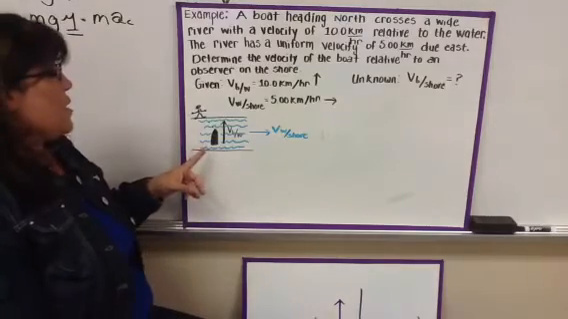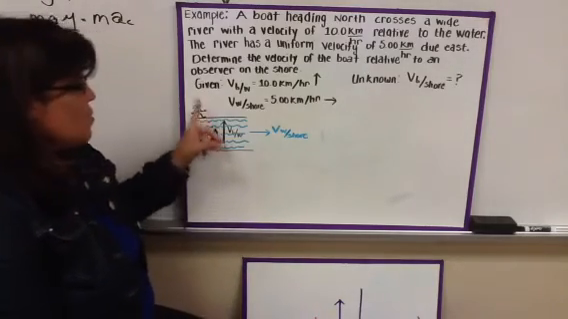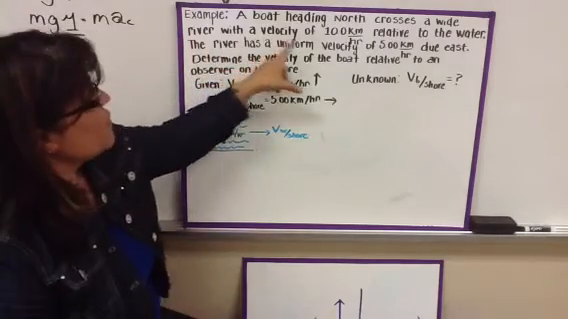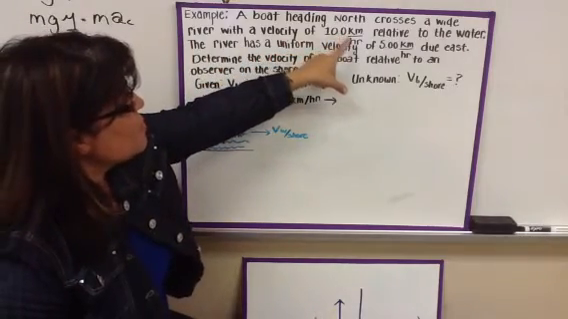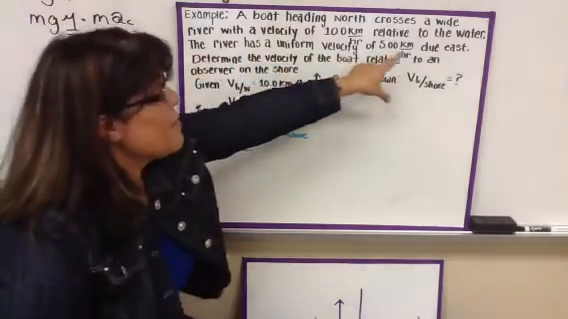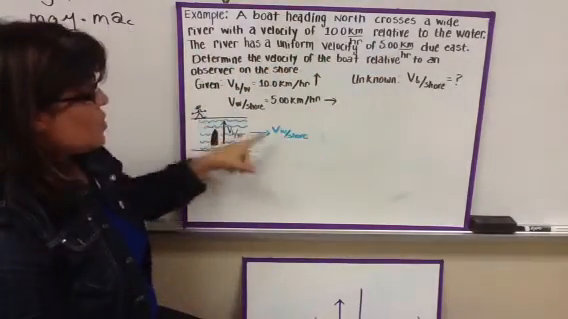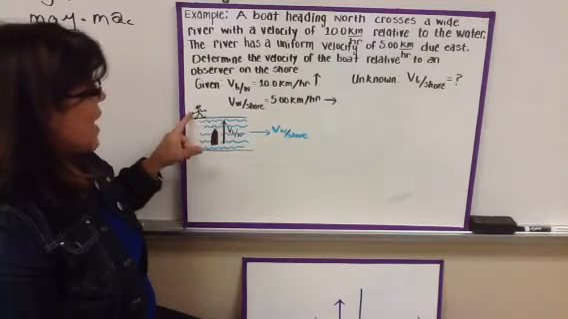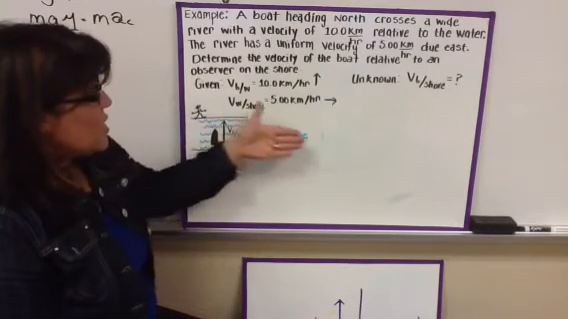Okay, so here's my picture here. I have this boat that's crossing the river. The river is flowing this way. It says here the boat crosses the river with a velocity of 10 kilometers per hour. The river has a uniform velocity of 5 kilometers east. So this is the velocity of the water with respect to the shore. This is the guy on the shore, so the water's moving this way.